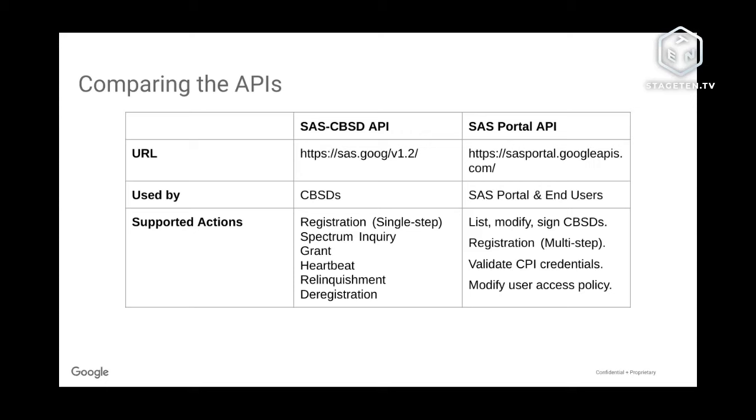You can validate CPI credentials. The same way that in the SAS Portal you can validate your P12 certificate file, you can also validate CPI credentials through the API. And finally, you can modify your user access policies. So if you have several users and you want to manage them without having to use the SAS Portal user interface, you can also do so using the SAS Portal API.